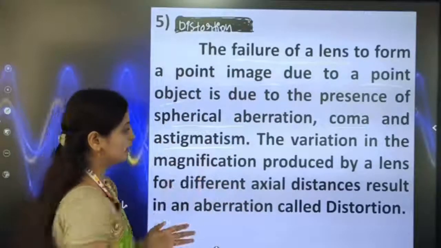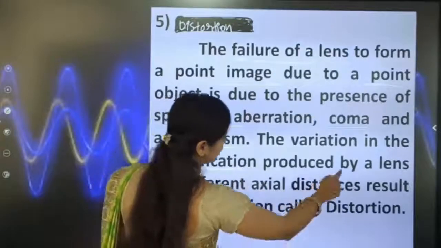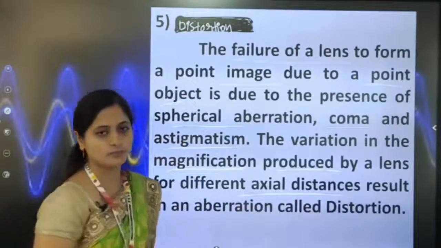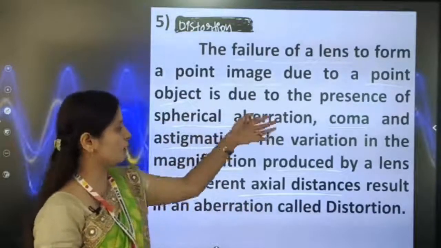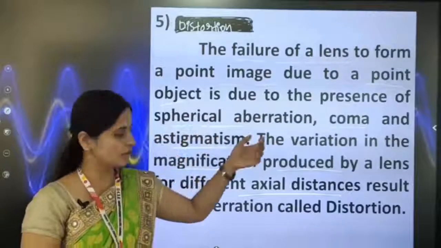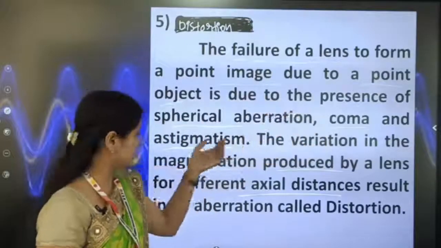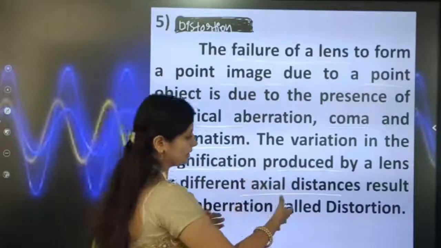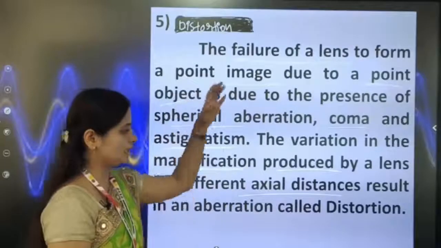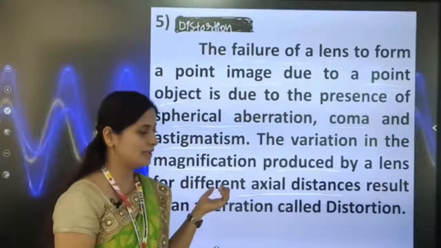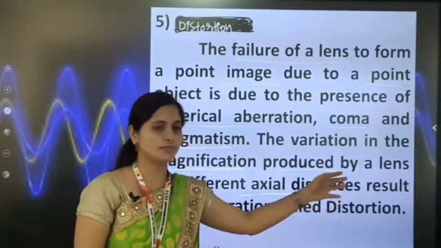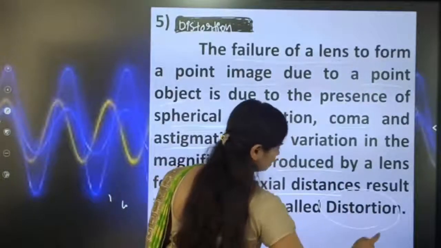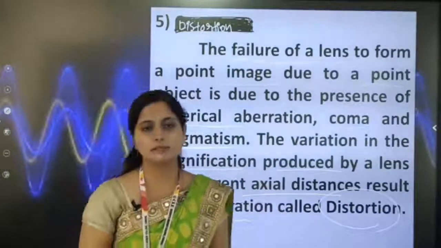So at that time, what happened? The variation in the magnification produced by a lens for different axial distances. So the defects are produced by which type? Coma, spherical aberration, astigmatism. So by that, the variation in the magnification is produced by a lens for different axial distances. Okay, that can be produced for what? Different axial distances, and that result of the aberration is called what? Distortion. Okay, so this completes today's class.